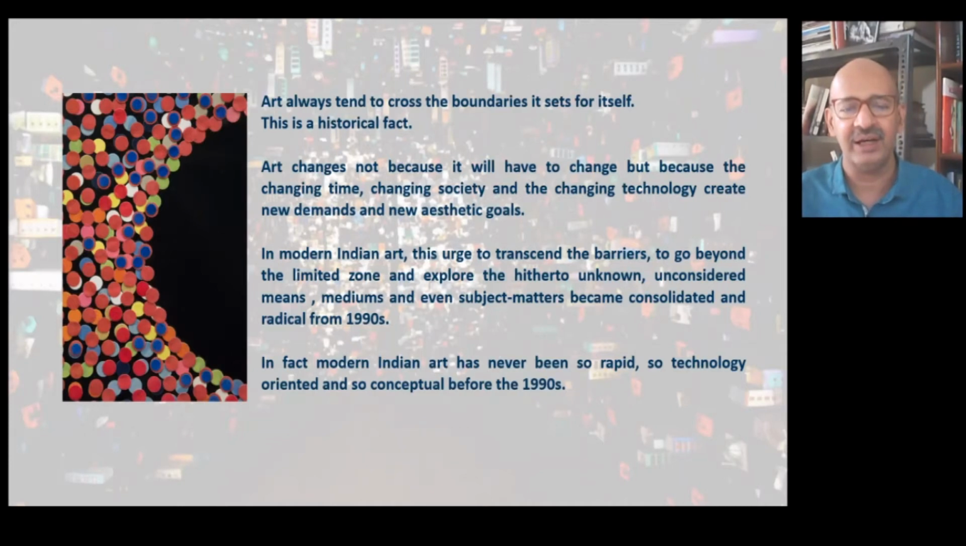And therefore, the shift from modern to contemporary seems to be very radical, very sharp, very visible. In fact, modern Indian art has never been so rapid, so technologically oriented, and so conceptual before 1990s. So from 1990s, the shifts or changes that we see taking place in the history of modern Indian art, that is during this transition period from modern to contemporary, is not just about exploring new mediums, new subject matters, new themes, or new way of looking at art.